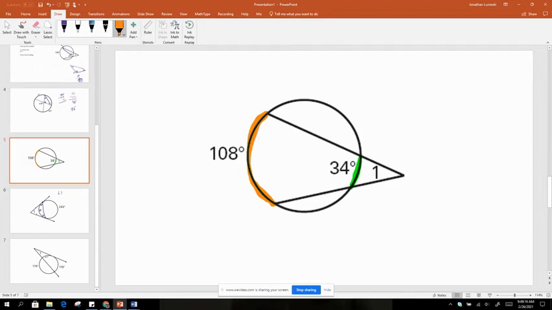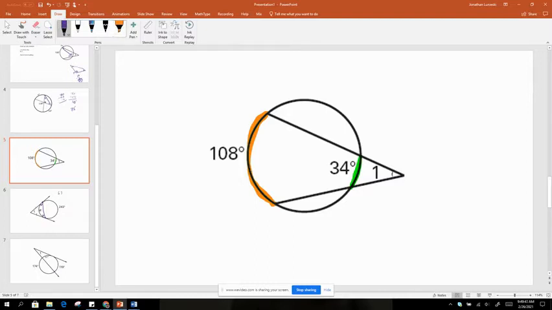So we just saw examples where lines were intersecting inside the circles, and we were able to use inscribed angles to solve for missing parts. And so we're going to see if we can do that same thing if lines are intersecting outside of the circle. So if the lines are intersecting outside of the circle, we have our two arcs, one green, that's 34. The orange one here is 108. And let's see if we can use inscribed angles to solve for angle 1.